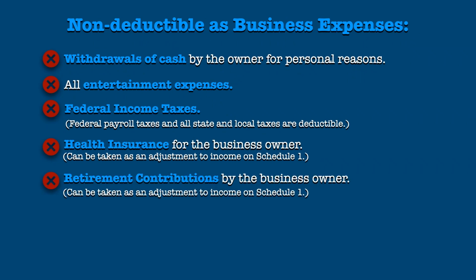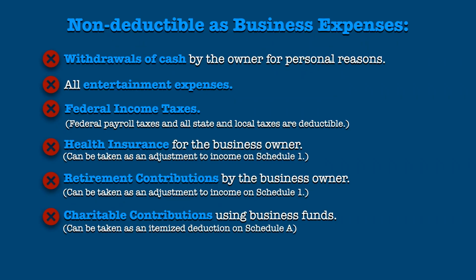Retirement contributions for the business owner are also not deductible on Schedule C, including IRA, SEP, and SIMPLE contributions. They are also taken as an adjustment to income on Schedule 1. And again, contributions to these plans on behalf of employees are fully deductible on Schedule C. Charitable contributions made with business funds are not deductible on Schedule C, but if the owner is otherwise able to itemize deductions on Schedule A, they may be claimed there.